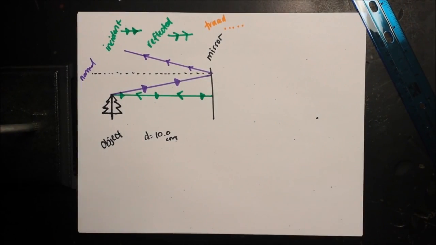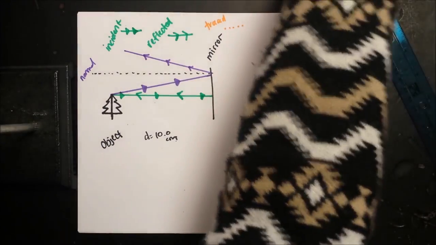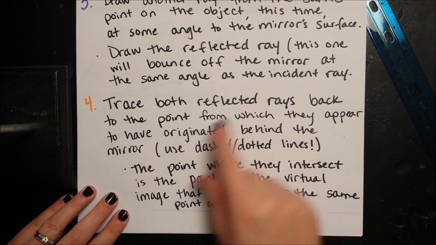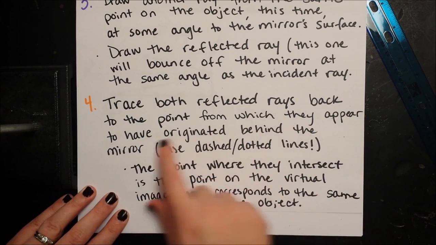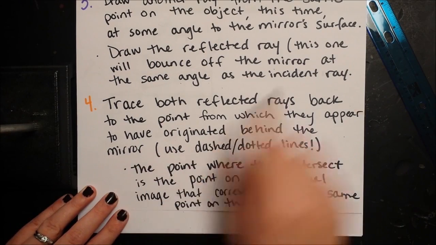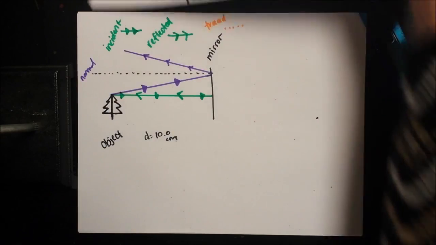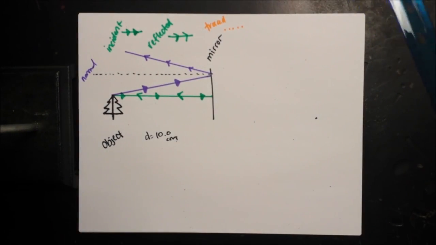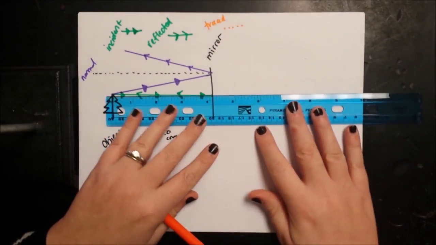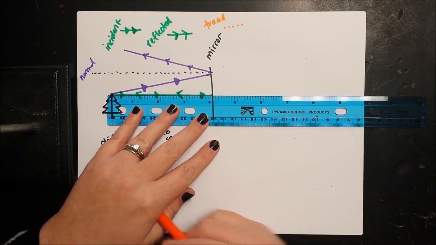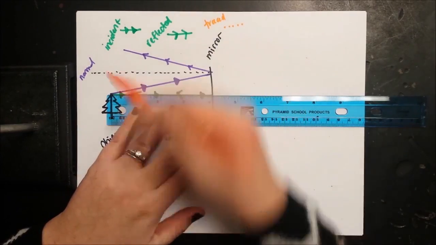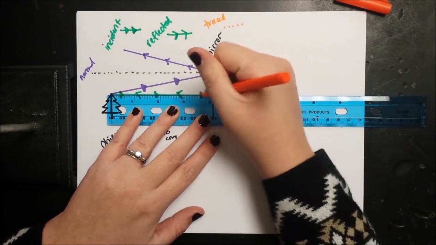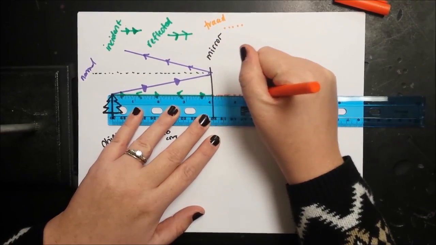After that, we move on to step 4, where we're going to trace both reflected rays back to the point from which they appear to have originated behind the mirror. So I'm going to use dashed or dotted lines. And again, I'm going to do that for these reflected rays. I'm going to use orange. So here I'm going to just extend my reflected ray, which is these arrows here, but I'm just going to extend them backwards.